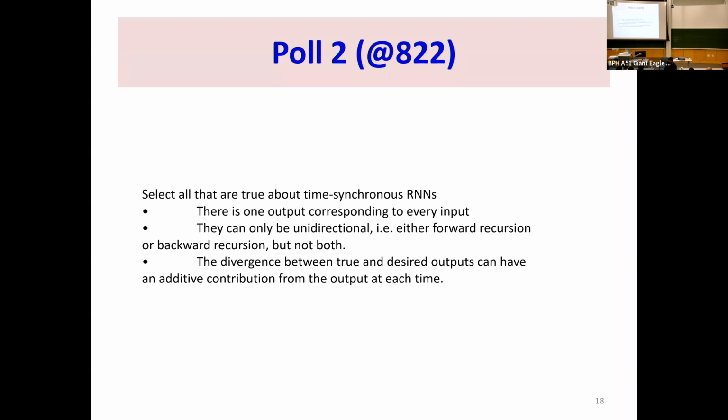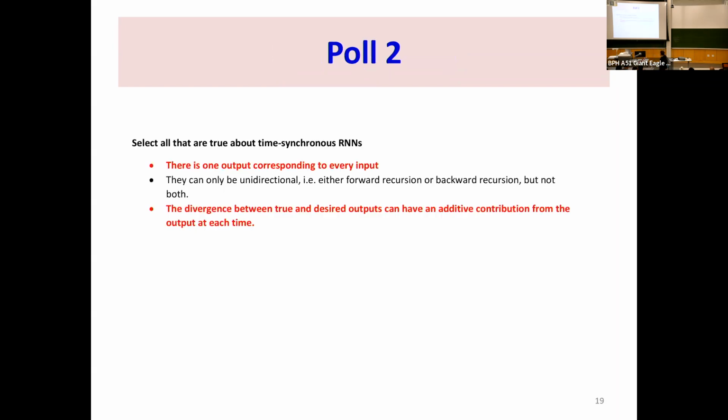A and C. Does everybody agree that A and C are the correct ones? So there's only one output corresponding to every input when we are speaking of time synchronous recurrent neural networks. The networks can be bidirectional, and the divergence between the true and the desired outputs can have an additive contribution from every single output, right? So this is what we're going to build on. So let this be burned into your heads.